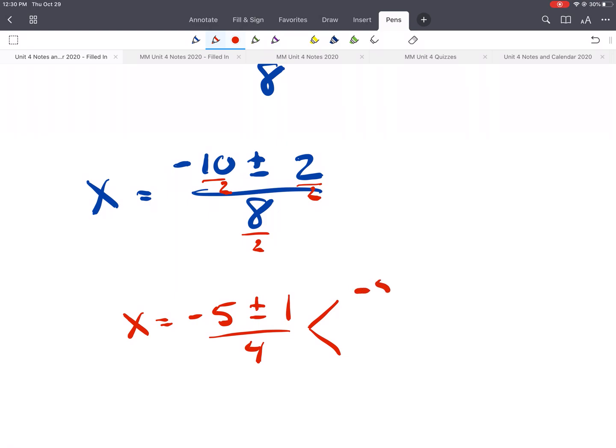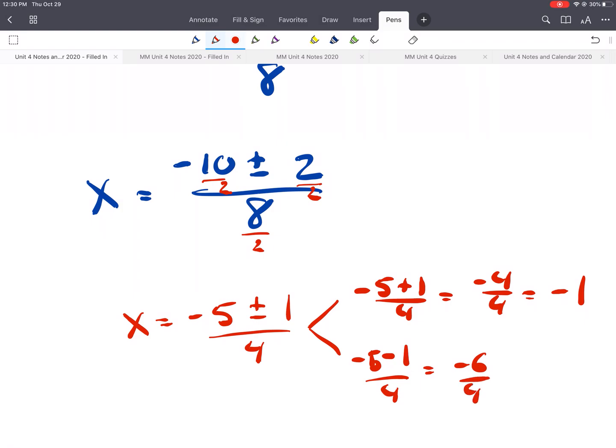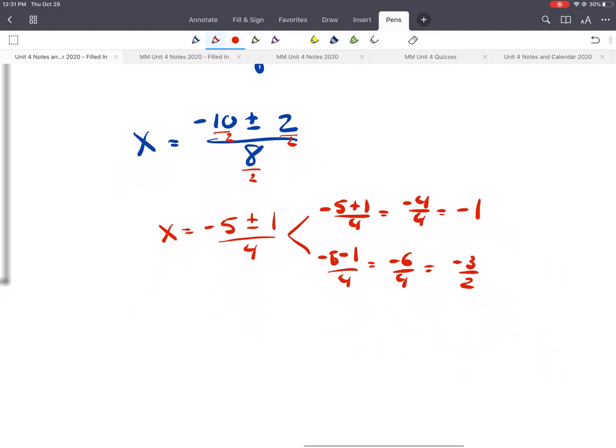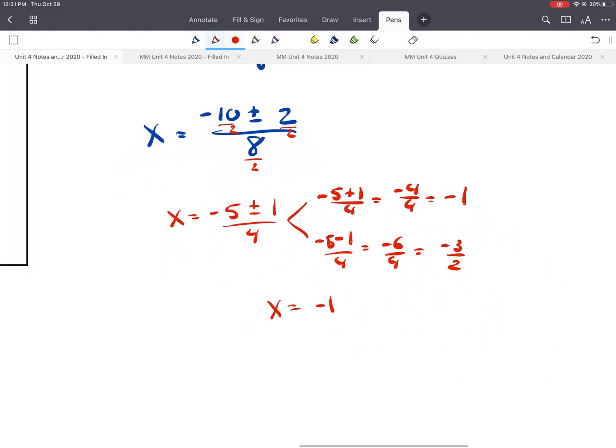Okay, so negative 5 plus 1 over 4, well, that gives you negative 4 over 4 or a negative 1. Or negative 5 minus 1 over 4. That gives you negative 6 over 4 or negative 3 halves. So those would be our 2 solutions. X is equal to negative 1 or negative 3 halves.